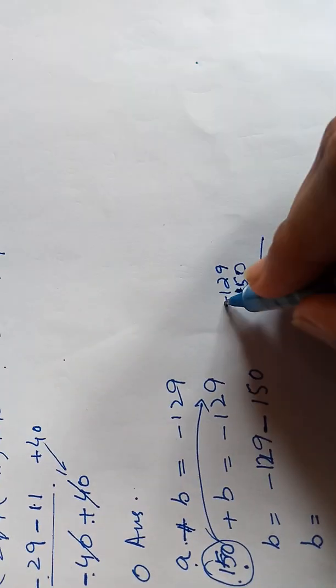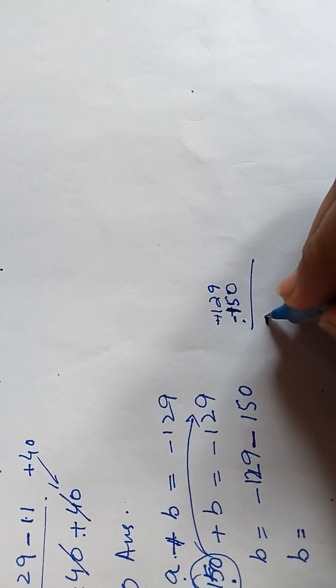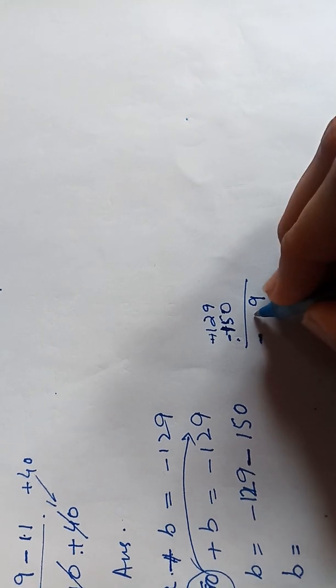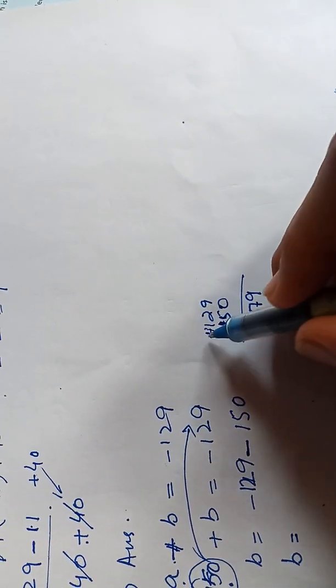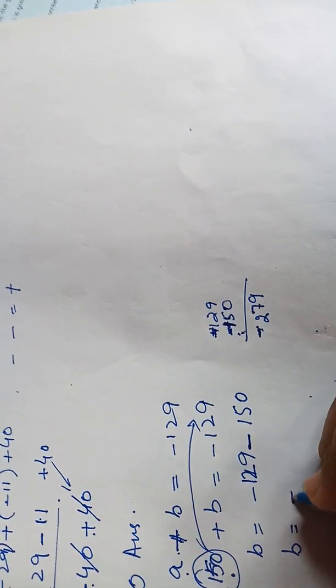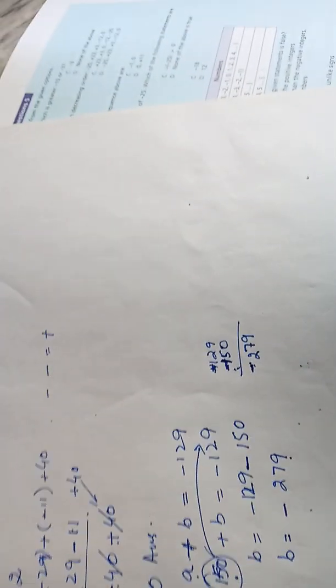minus 150, minus plus, but the sign of the greater value will be written, and we will add these two values. 9, 5 plus 2, it is 7, 1 plus 1, it is 2. Minus plus, but we will write the sign of greater value over here, and the sum of two integers is minus 279. On the same steps you have to do the other questions like this.